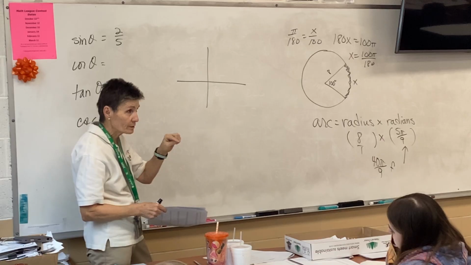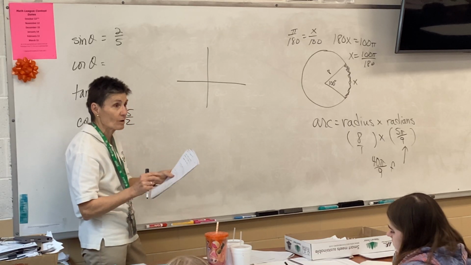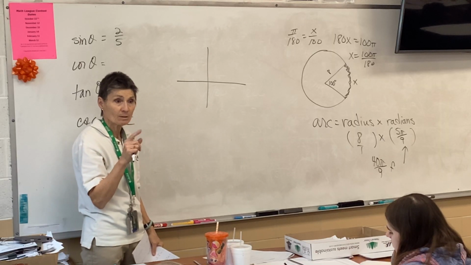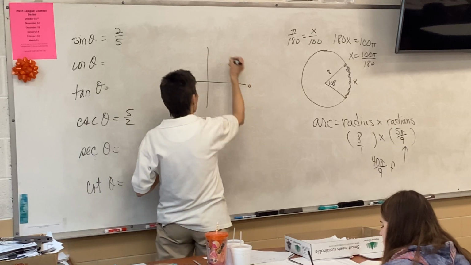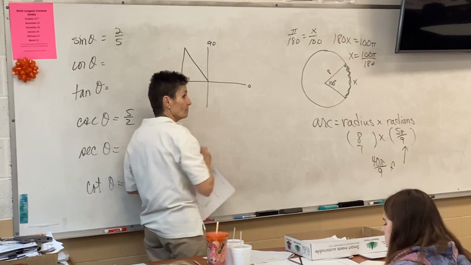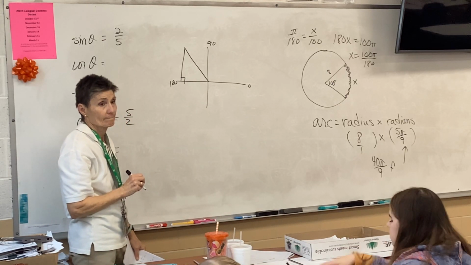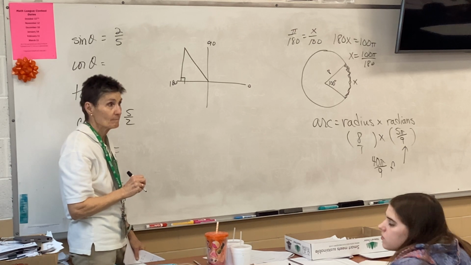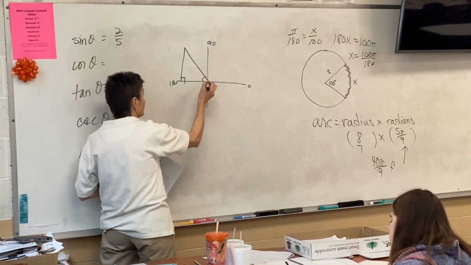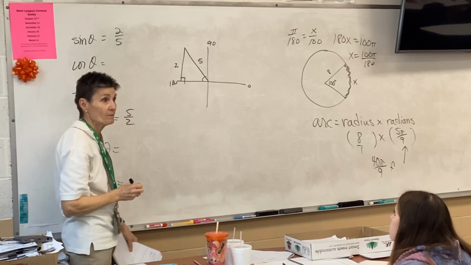You are told in the problem where to draw the triangle. What does it say about your angle? Where is theta? In between what? 90 and 180. So think about your setup. Doesn't that mean it's in quadrant 2? 90 to 180. And the sine, opposite over hypotenuse, is 2/5.